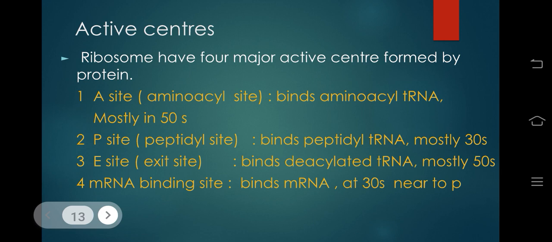In active centers, ribosomes have four major active centers formed by protein. The A site, amino-acyl site, binds amino-acyl tRNA, mostly in 50S. The P site, peptidyl site, binds peptidyl tRNA, mostly 30S. The E site, or exit site, binds deacylated tRNA, mostly 50S. And the mRNA binding site binds mRNA at 30S near to P.